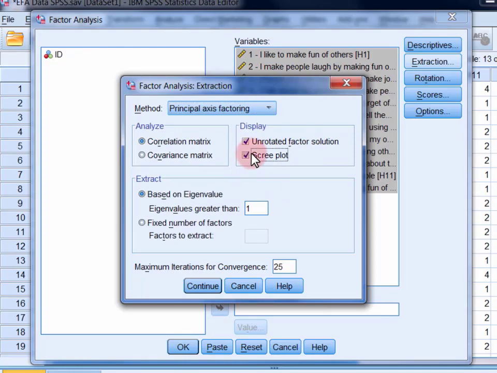Also select Scree Plot under Display. Now we're going to extract factors based on the Kaiser criterion, which basically says extract factors with eigenvalues greater than 1. The alternative is to extract a specific number of factors, which you may want to experiment with if the default options don't provide you with an interpretable solution. Click Continue.